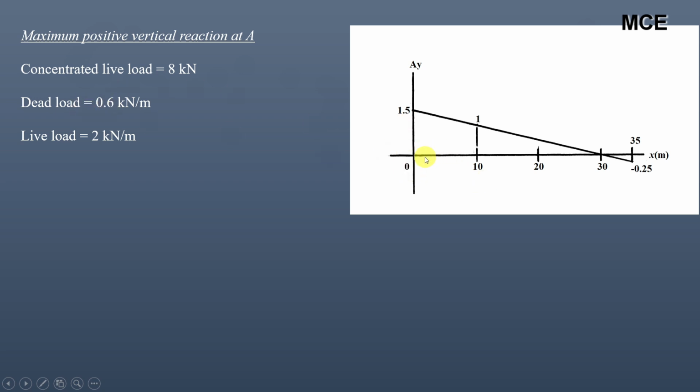The dead load will be placed throughout the length of the beam, and the live load, to get the maximum positive vertical reaction, you will place on the positive portion of the influence line diagram, that is from 0 to 30 meter.